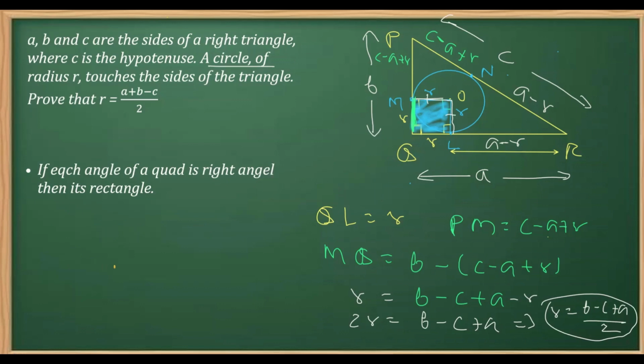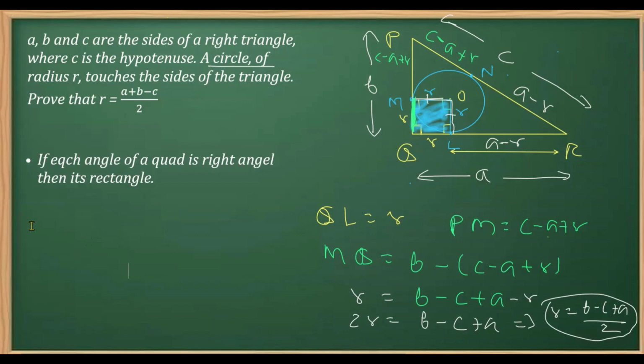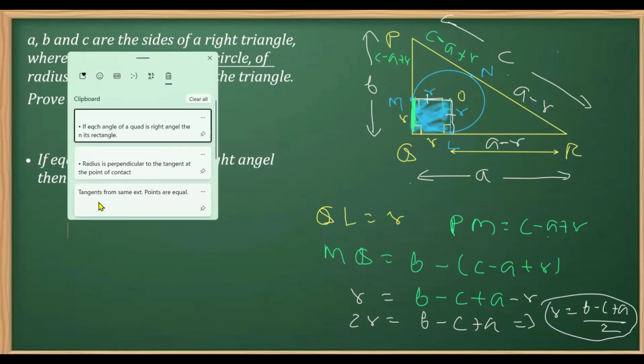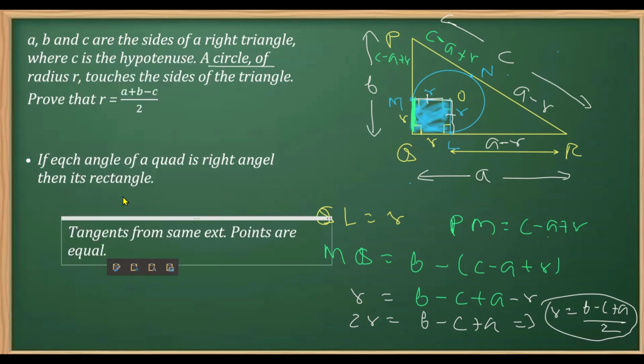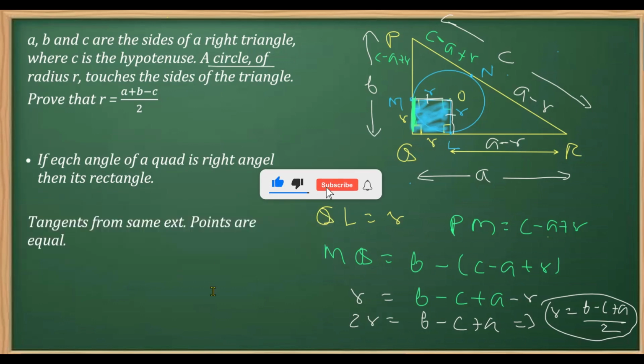But then there are certain properties that you have to write down in the exam. One is that the radius is perpendicular to the tangent at the point of contact. And the other properties you have to write: a quadrilateral whose each angle is 90 degree is a rectangle. And second, tangents from the same exterior point are equal. These are the properties you have to write in the examination.